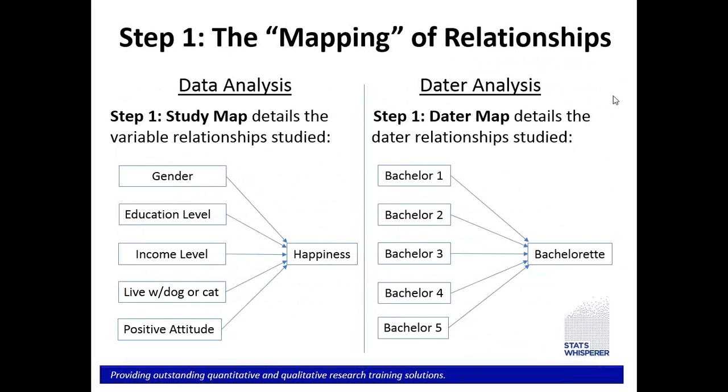And then the same thing under data analysis in step 1, the study map. We're looking at the relationship between gender and happiness. Next, education and happiness. So we're just looking at those relationships between each item on the left with the focal point on the right.